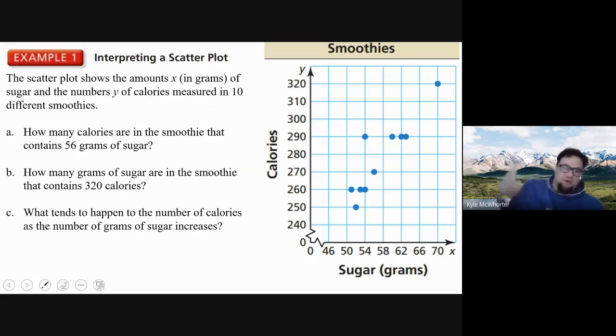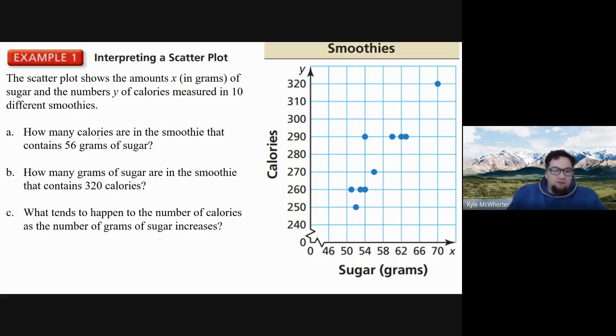Okay, so example one is just learning to interpret a scatter plot. This scatter plot shows the x value is the amount in grams of sugar. So this is the same one we're looking at. The x value is the grams of sugar, and the y value is the number of calories. There's 10 different smoothies that they measured, so there's 10 dots. Each dot represents one smoothie.